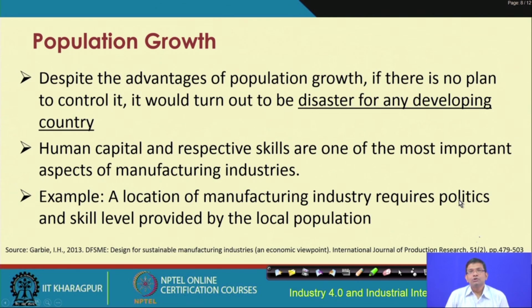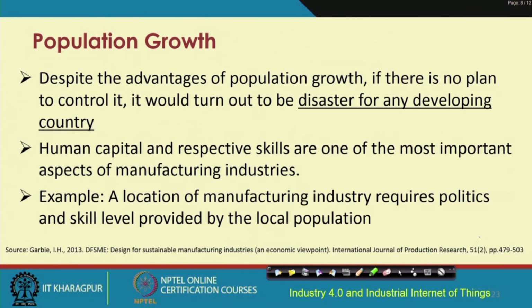So, population growth is a very important consideration in terms of sustainability. Basically if the growth is not conformant with the overall growth of the economy, then that will become a disaster for that particular economy.